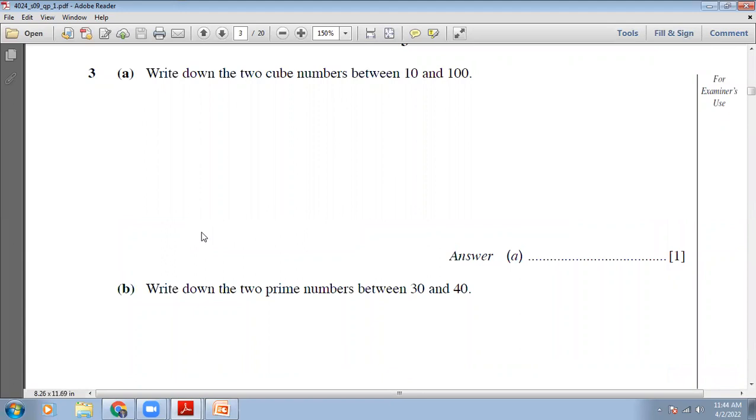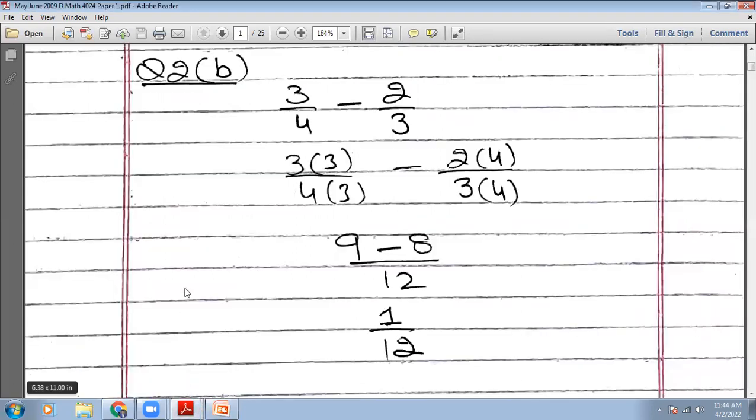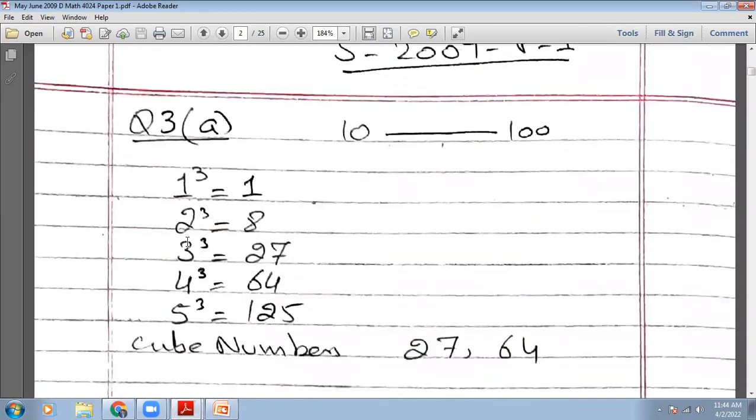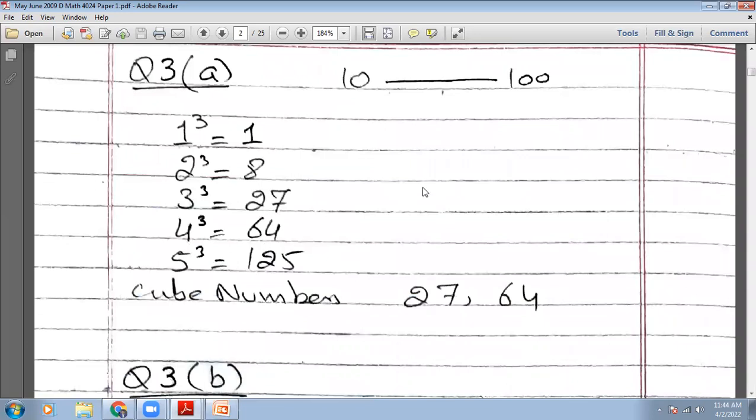Question number 3A part. Write down the 2 cube numbers between 10 and 100. First of all, I will make a list of the cube numbers. 1 cube is 1, 2 cube is 8, 3 cube is 27, 4 cube is 64, 5 cube is 125. So from 10 to 100, which numbers fall in this range? 27 and 64. So the answer is 27 and 64.